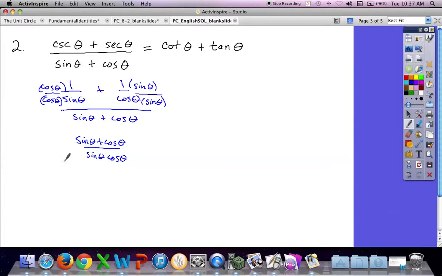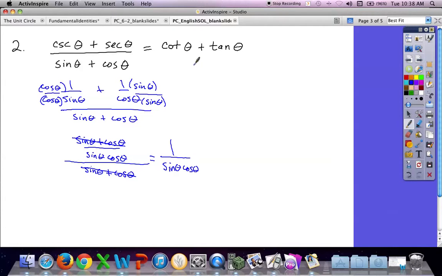But we're still dividing. That whole fraction is divided by sine plus cosine. So these cancel, and all that's left is 1 over sine theta cosine theta. Okay, then I started work on the right.